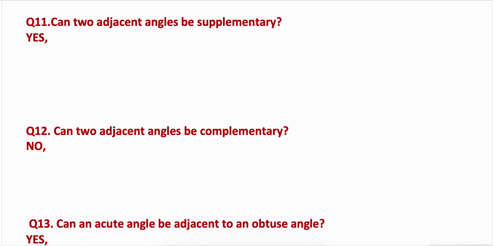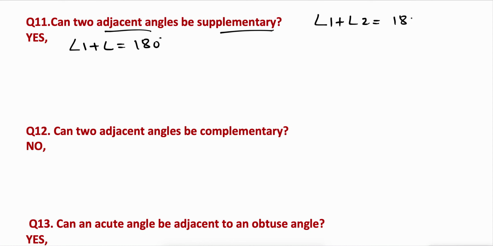Can two adjacent angles be supplementary? As we have already seen, the sum of the two adjacent angles can be equal to 180 degrees, and for supplementary also the sum of the two angles is equal to 180 degrees. So yes, two adjacent angles can be supplementary. Suppose I take one adjacent angle as 30 degrees and another as 150 degrees, their sum will be equal to 180 degrees. So the answer is yes.